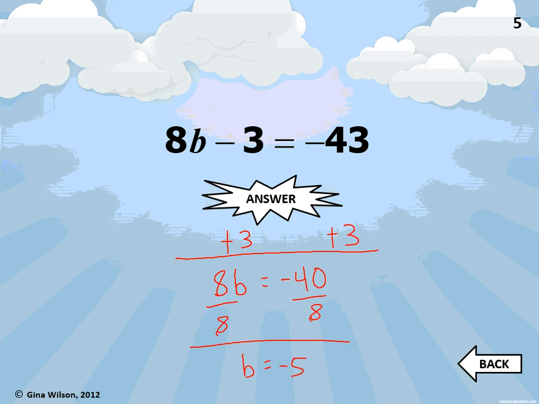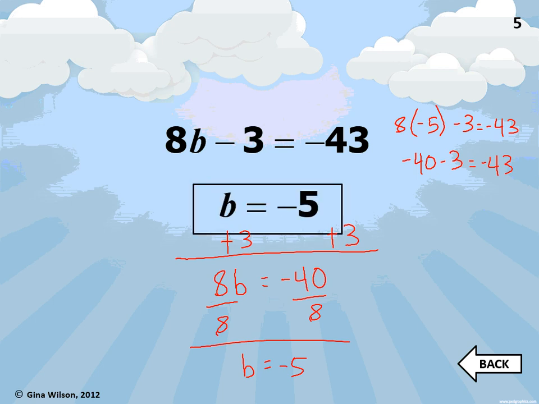Plug it in to make sure. 8 times a negative 5 minus 3 equals negative 43. Let's make sure. Negative 40 minus 3 is equal to negative 43. And yes, negative 40 plus a negative 3 or minus 3 is equal to negative 43. So therefore, our answer should be correct. B is equal to negative 5.